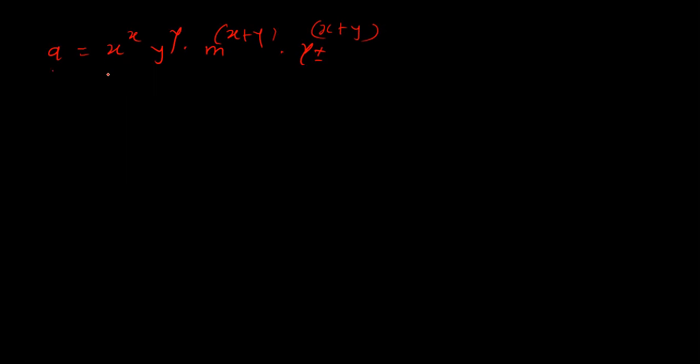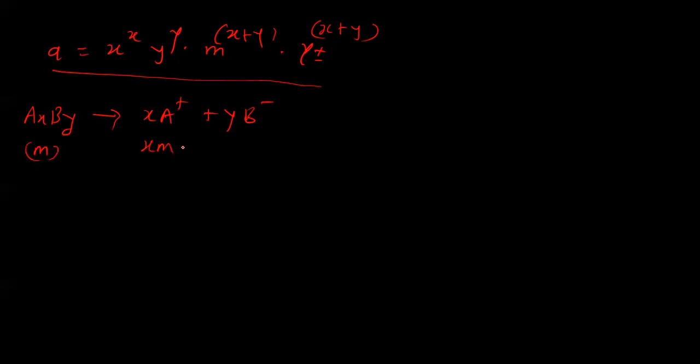We can derive this expression for the electrolyte AXBY, where this electrolyte dissociates into X number of cations A positive and Y number of anions B negative. So if M is the molality of the electrolyte, the cation molality is X into M and the anion molality is Y into M. According to this, the activity of the electrolyte is equal to the activity of the cation, raised to X since X cations are there, multiplied by the activity of the anion raised to Y.